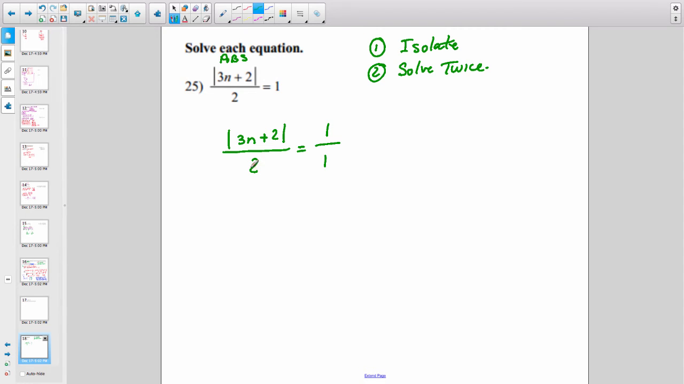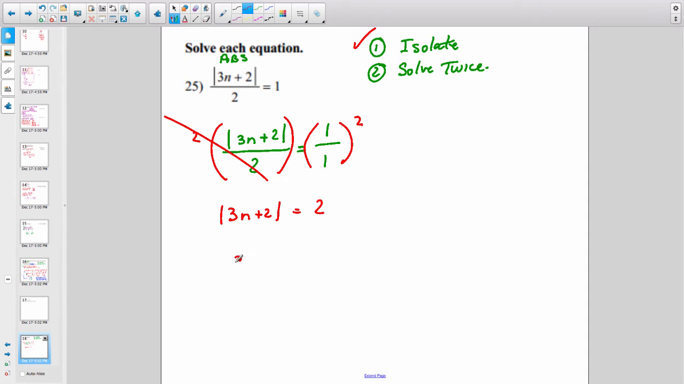How do you get rid of a 2 in a denominator? Multiply both sides by 2. The reason I'm doing that is because that'll happen, which is beautiful. So now you're left with 3n plus 2 in absolute value notation, and that's going to be equal to 2. Okay, it's isolated. Now we solve twice. First time, drop the bars and solve just like it looks. Second time, drop the bars, but then switch every sign on the right. And that's it. So this is easy.